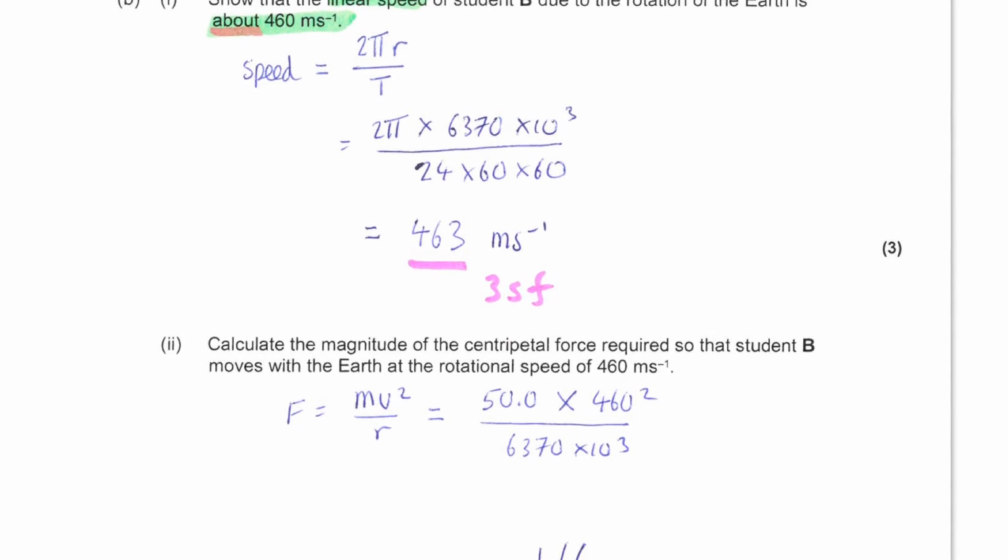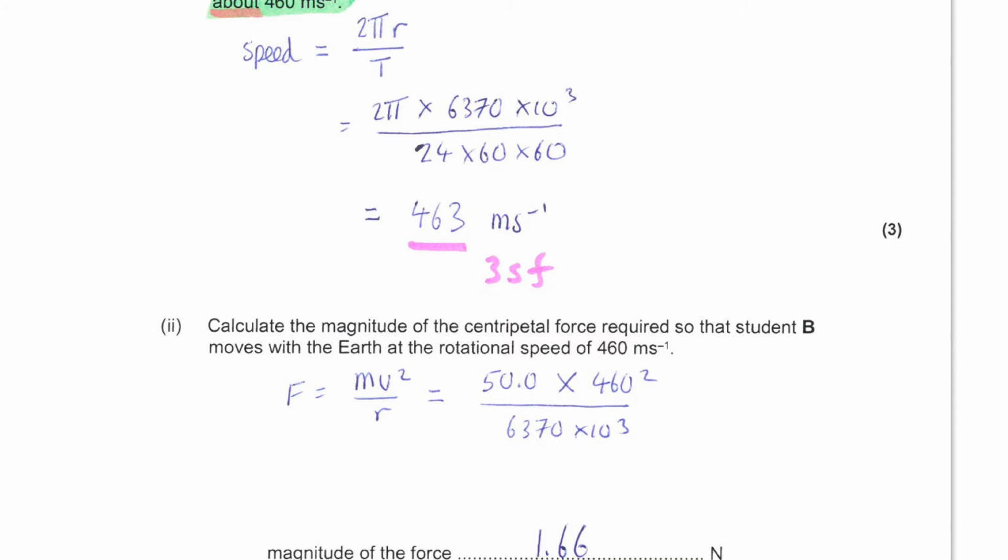Moving on then, this question now links with knowledge from circular motion. So it's a show that question. You're asked to show the linear speed of student B is about 460 metres per second. So straightforward use of the circular motion equation for linear speed and putting in the time of orbit as 24 hours, which we have converted to seconds here.